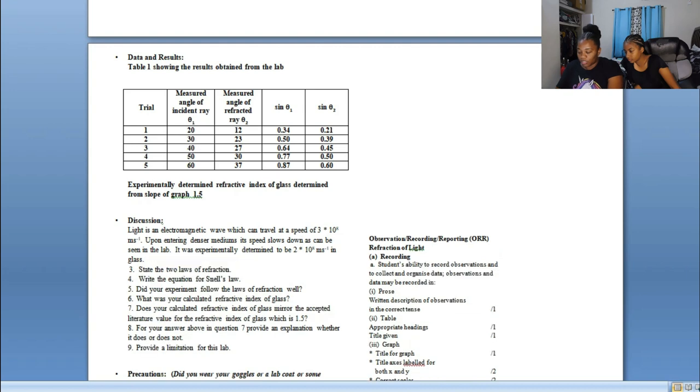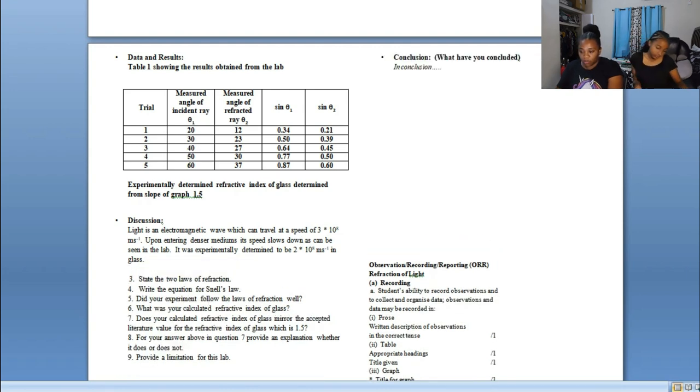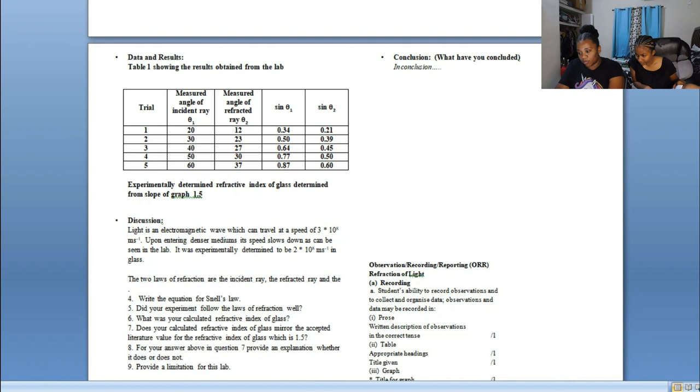Now we could start with another. What are the 2 laws of refraction? The incident ray, the reflected ray, and the normal at the point of incidence, are on the same thing? Incident ray. That's reflection. Reflection. The incident ray, the refracted ray, and the normal at the point of incidence are on the same plane.